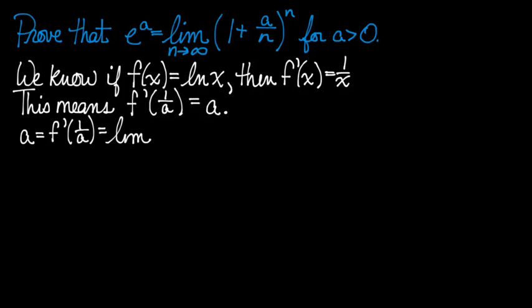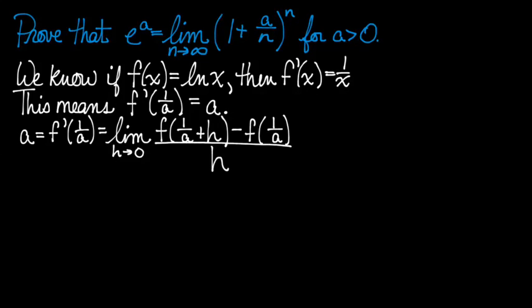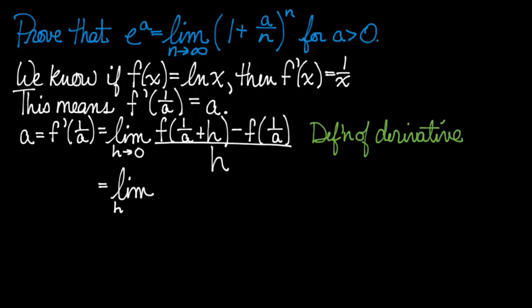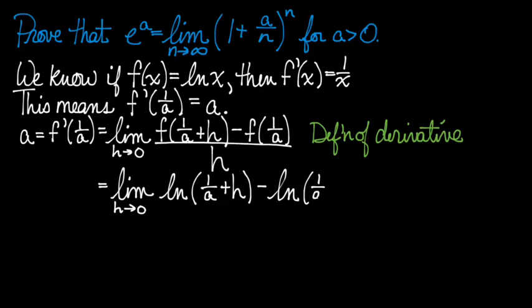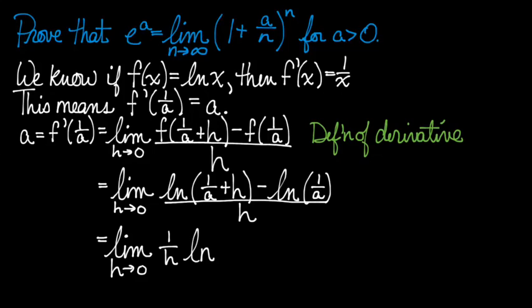I'm going to use the definition of derivative here. So f prime of 1 over a is equal to this limit, the limit of the difference quotient with 1 over a. Next, I'm going to substitute what I know about f. f of x is ln of x. So I change the f's into ln's.